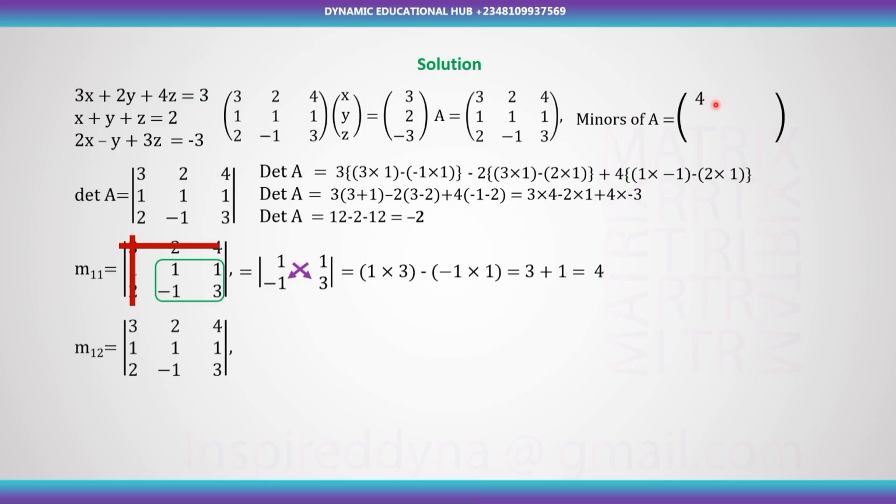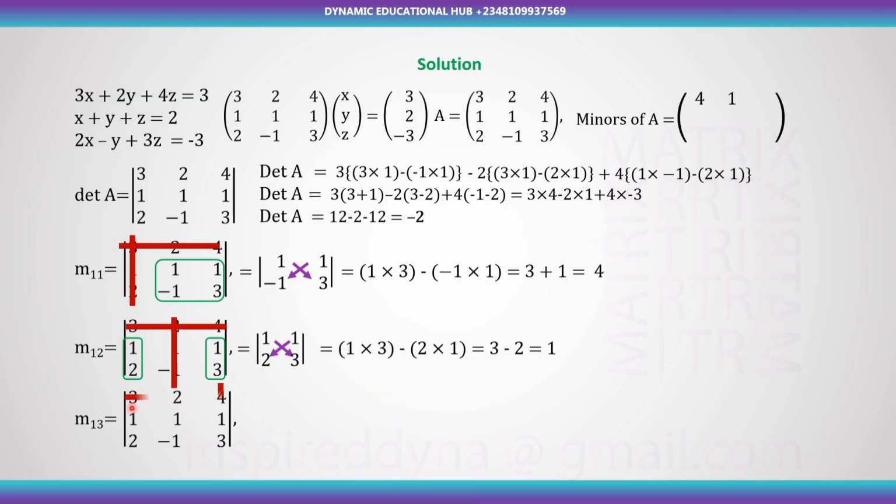The next one is we move to minor 1 2. Delete the first row, second column. You are left with this matrix. We can find the determinant. That will give us 1 multiplied by 3 minus 2 multiplied by 1. What is 1 multiplied by 3? That is 3. What is 2 times 1? 2. 3 minus 1, that is 2. So we have it here.